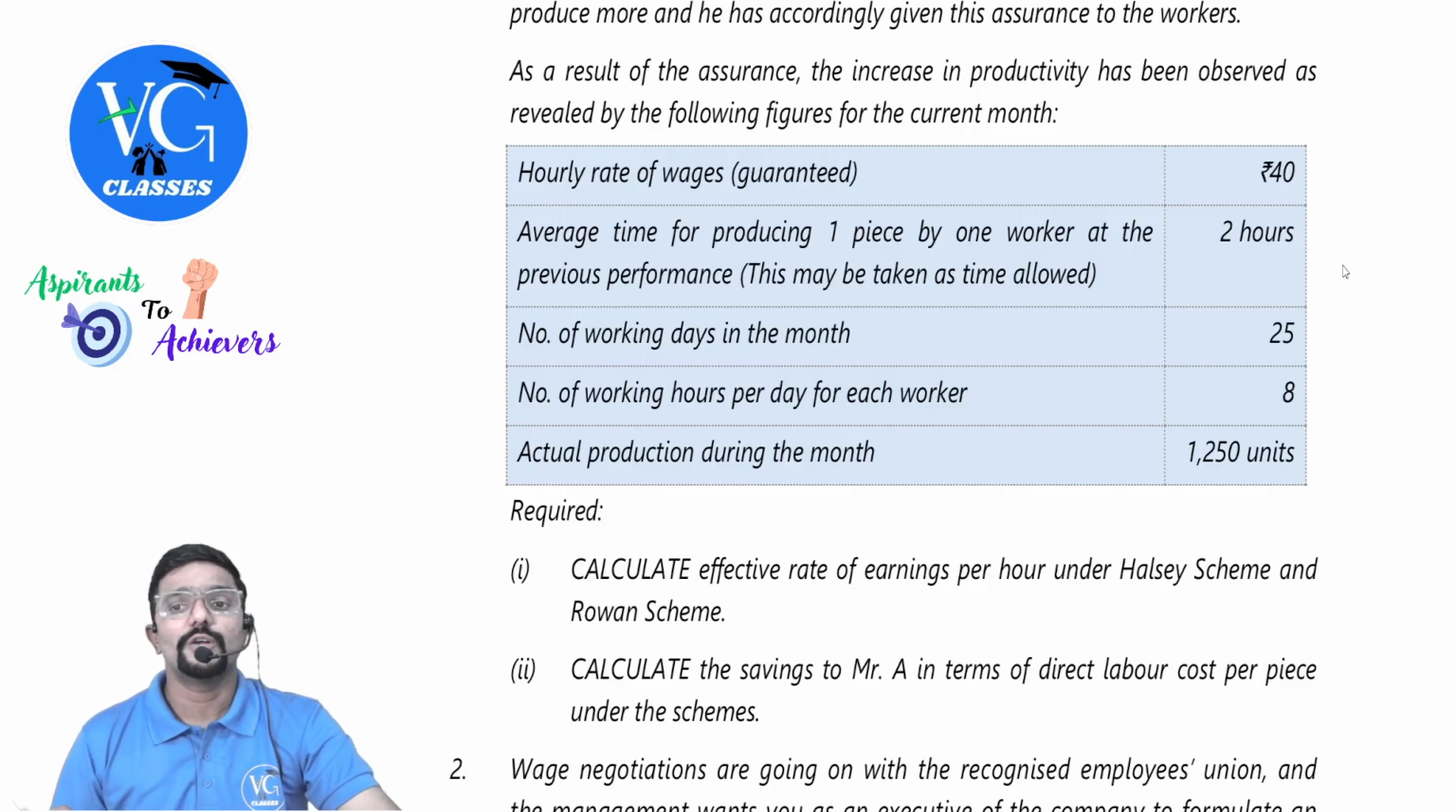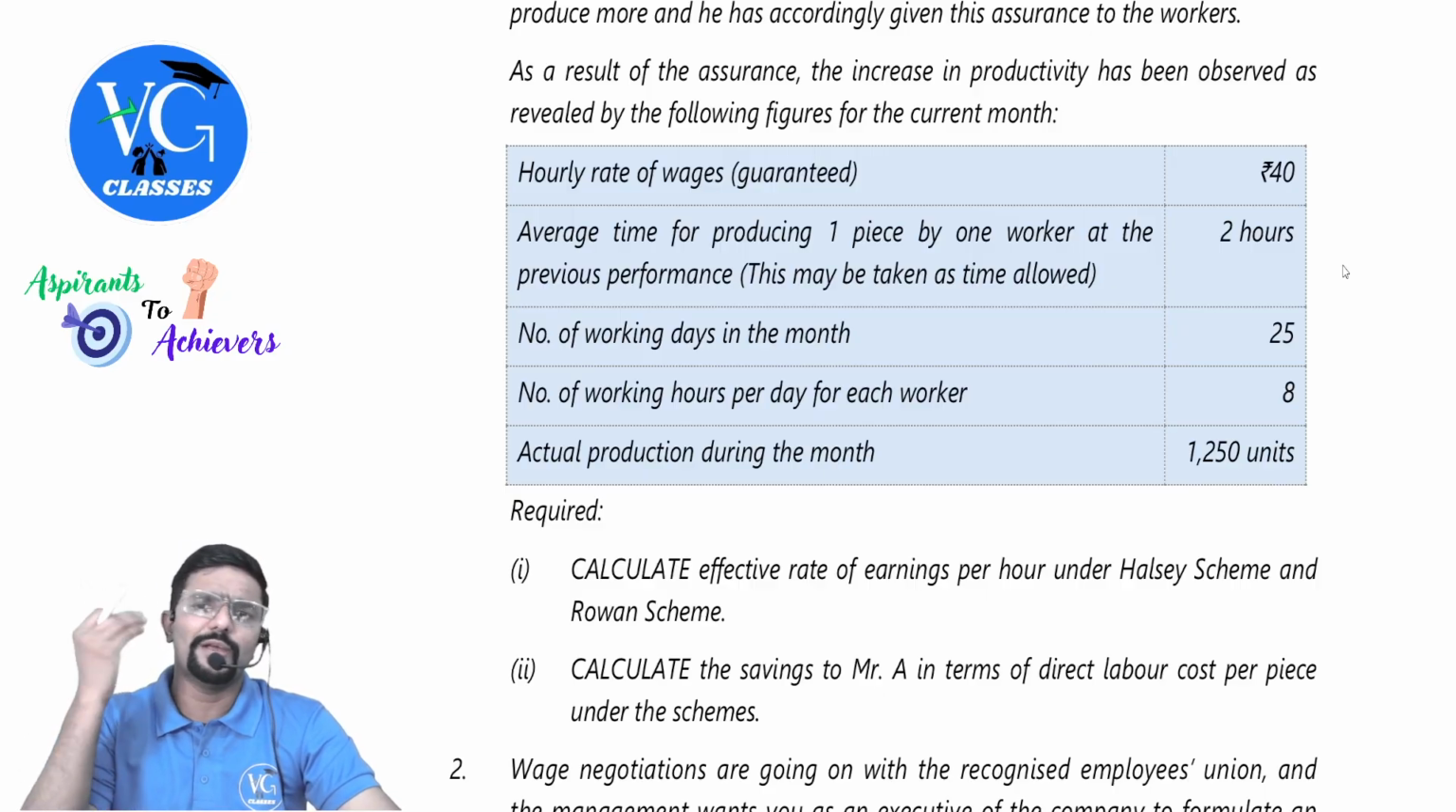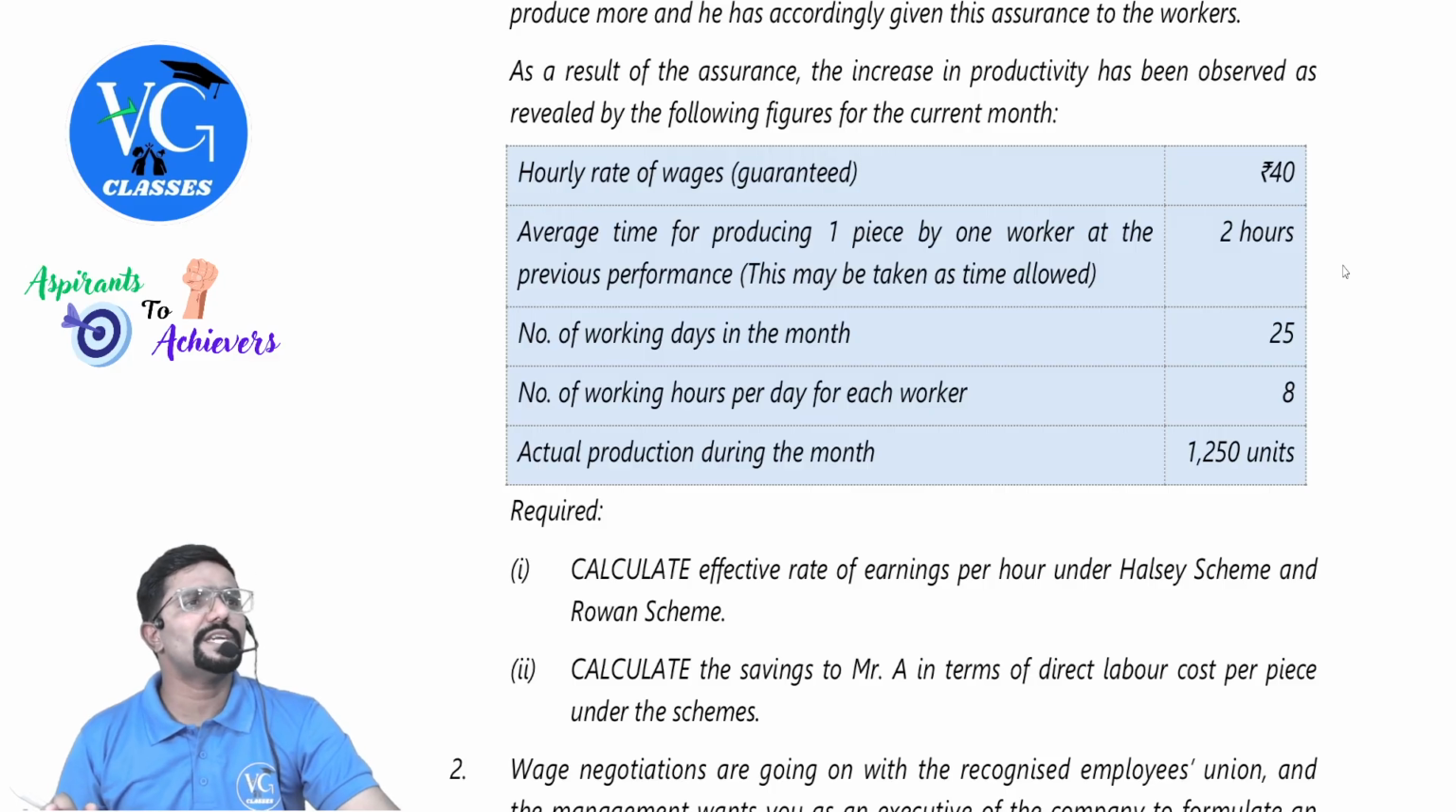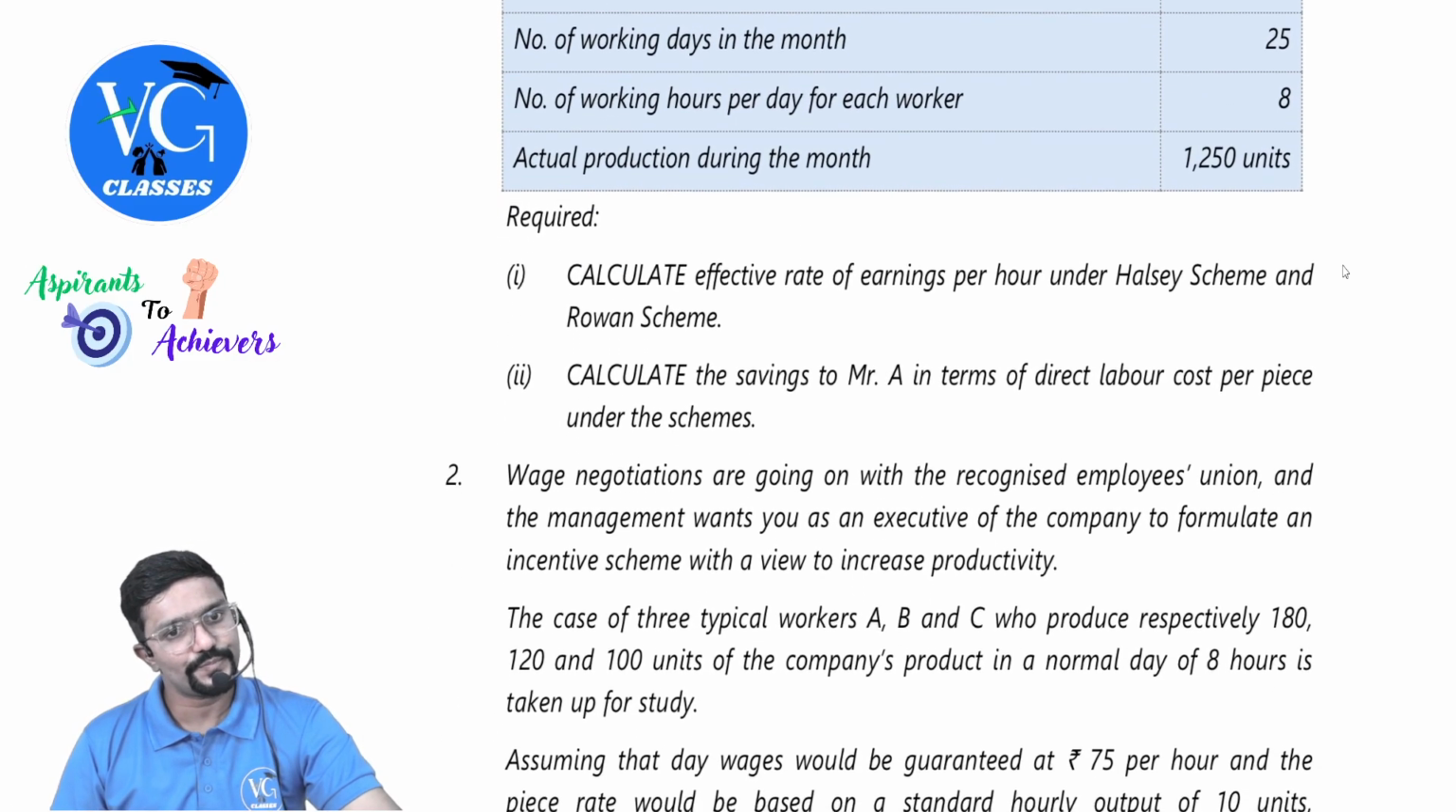Previously, they were taking 2 hours to produce 1 unit, guys. This may be taken as time allowed. So, what is the time allowed for each and every unit? 2 hours. Number of working days in a month? 25. Number of working hours per day for each worker? 8. Actual production during the month is 1250 units.